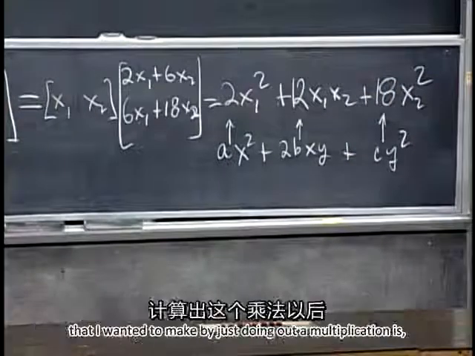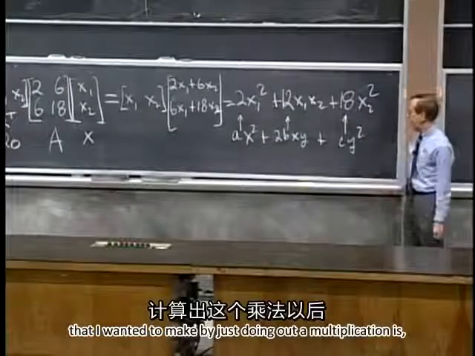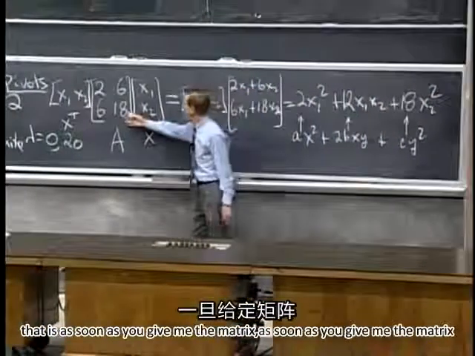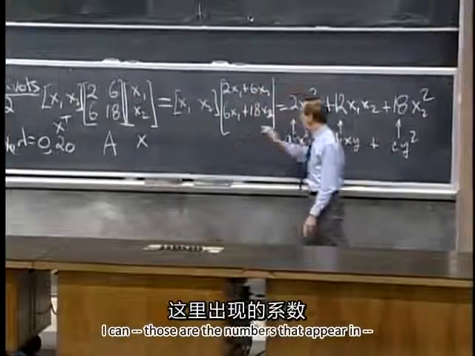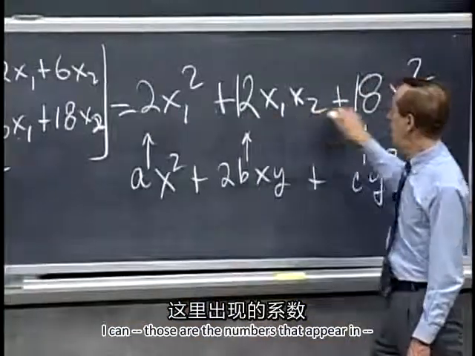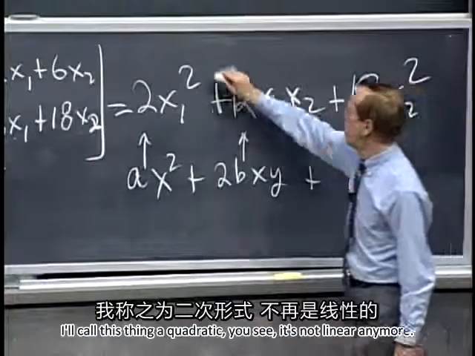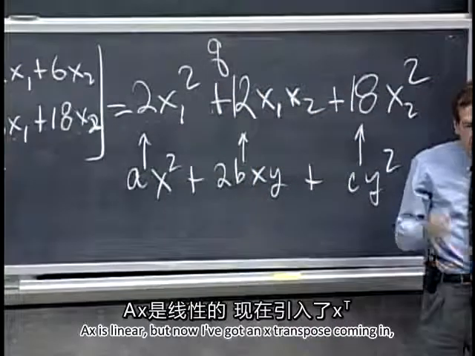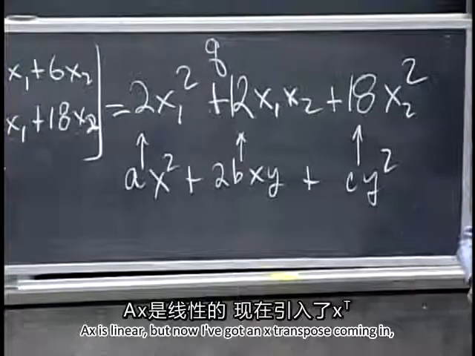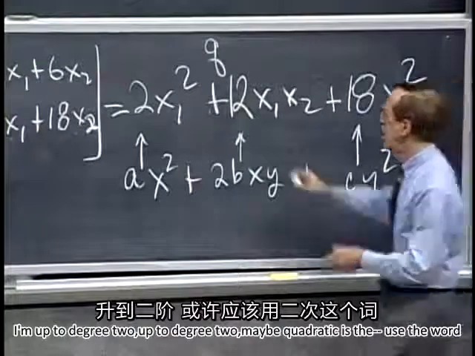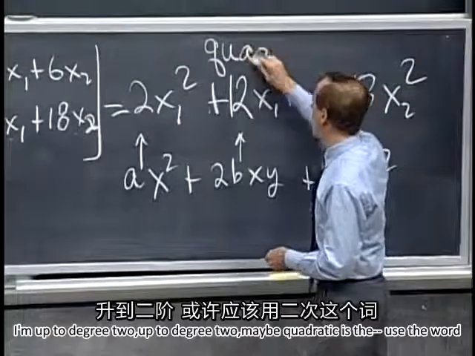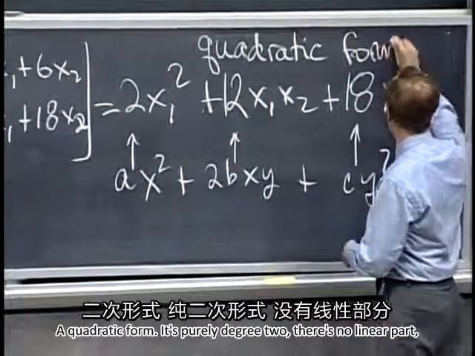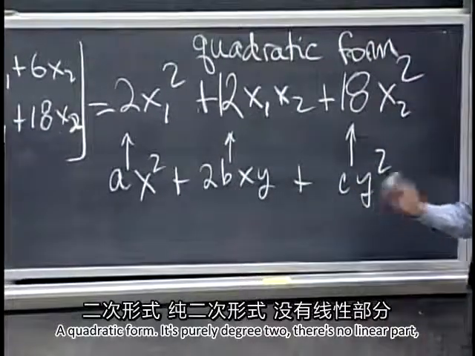So my first point that I wanted to make by just doing out a multiplication is that as soon as you give me the matrix, those are the numbers that appear in the, I'll call this thing a quadratic. You see, it's not linear anymore. AX is linear, but now I've got an X transpose coming in. I'm up to degree 2. Up to degree 2, maybe quadratic is the usual word. A quadratic form.